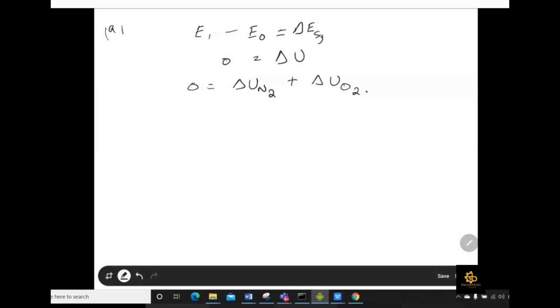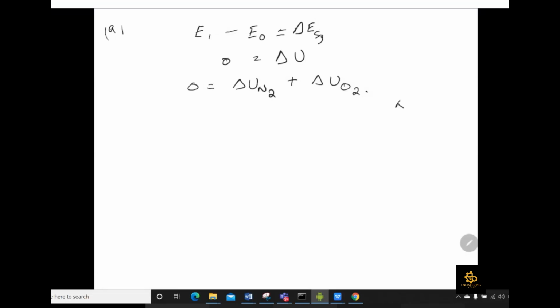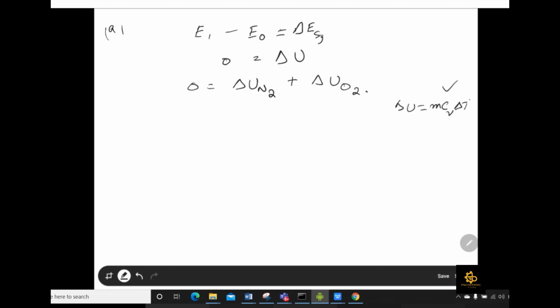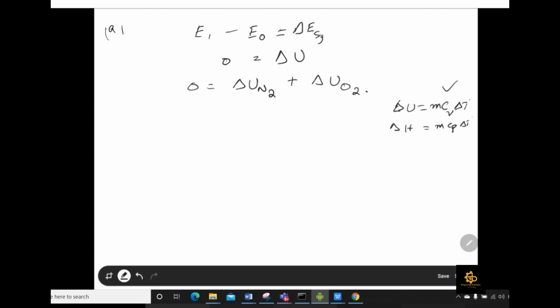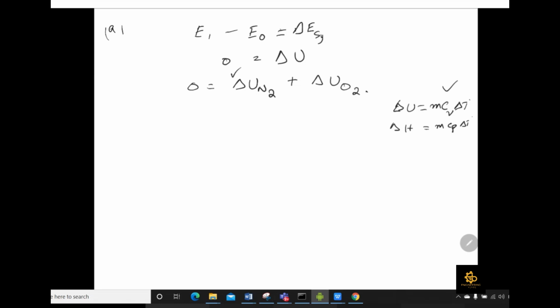Now we already know that change in internal energy is equal to m Cv delta T. This relation we know from the previous lectures as well. Whenever we have change in internal energy, we represent it with delta U, and whenever there is enthalpy, we represent it with m Cp delta T. Here we are talking about change in internal energy, so we can simply put the values.